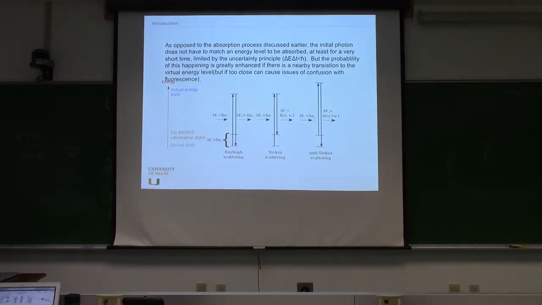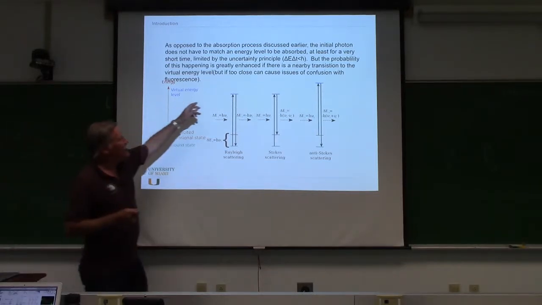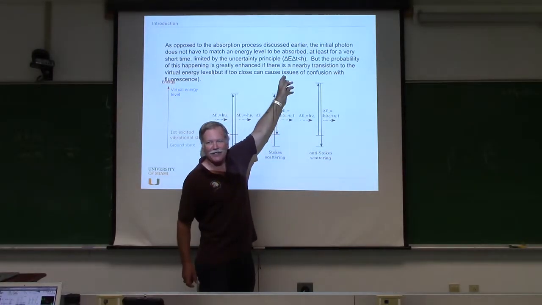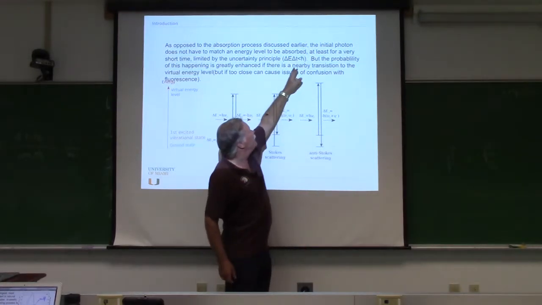Remember Heisenberg's uncertainty principle? Basically, the idea is that a combination of a couple of variables has to be less than Planck's constant.